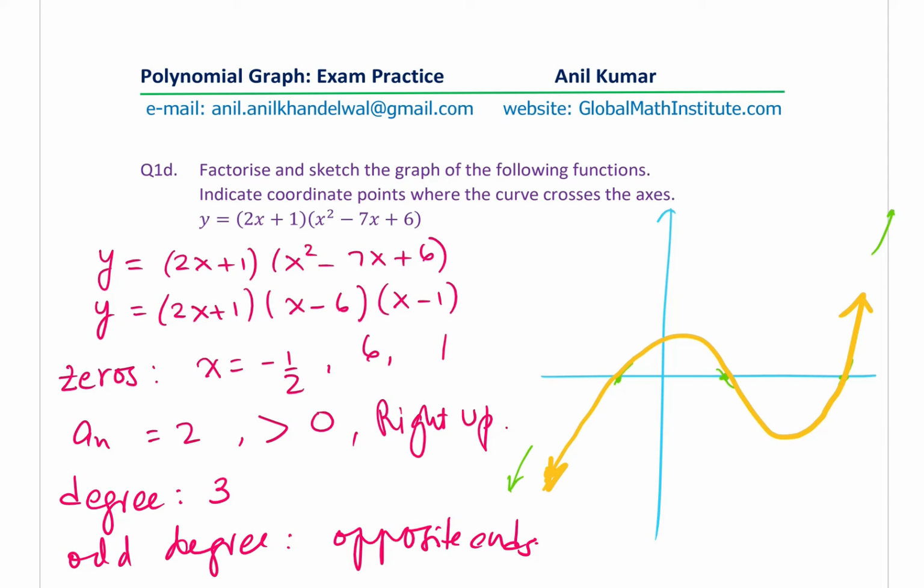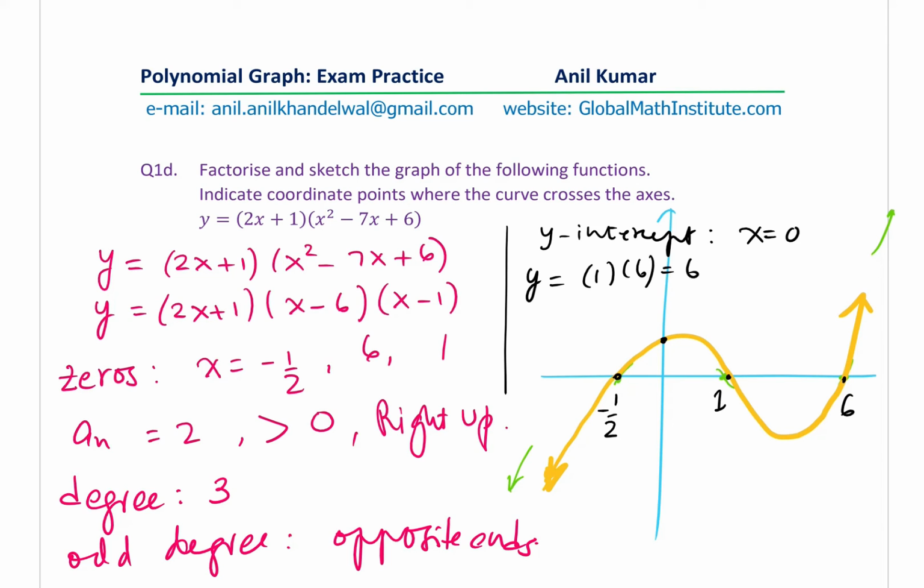So we can write down the points. This is minus half the first x-intercept, 1 is the next one, and then 6 is the third one. The y-intercept has not been calculated yet, so let's calculate the y-intercept. Y-intercept means x equals to 0. So the value of y is, when we put x equals to 0, we get 1 times 6, which is 6. So this point here is 6. Clear? So we get the y-intercept as 6, and that is your graph.